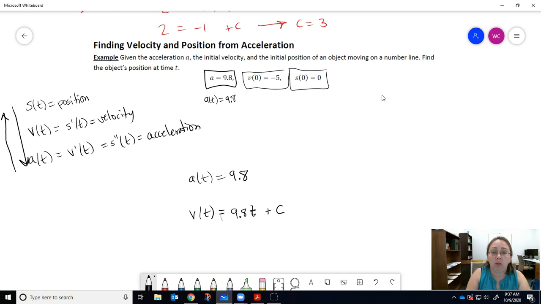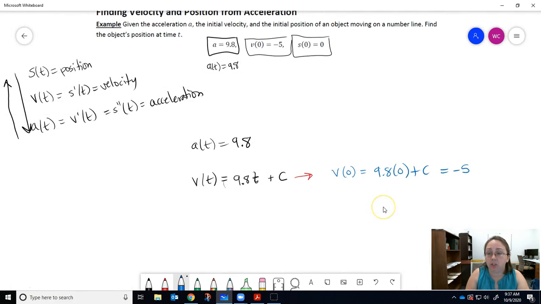To find the c, we use the initial value. I suggest you do this as you go. If you don't, you're going to have c, d, e, you'll have a whole bunch of variables to add later. So find them each step of the way. All right, so we know that v of 0 would be 9.8 times 0 plus c, and they told us that that equals negative 5. So with that information, 9.8 times 0 is gone, so we know that c equals negative 5. There's your velocity function. The particular velocity function for this scenario is 9.8t minus 5.